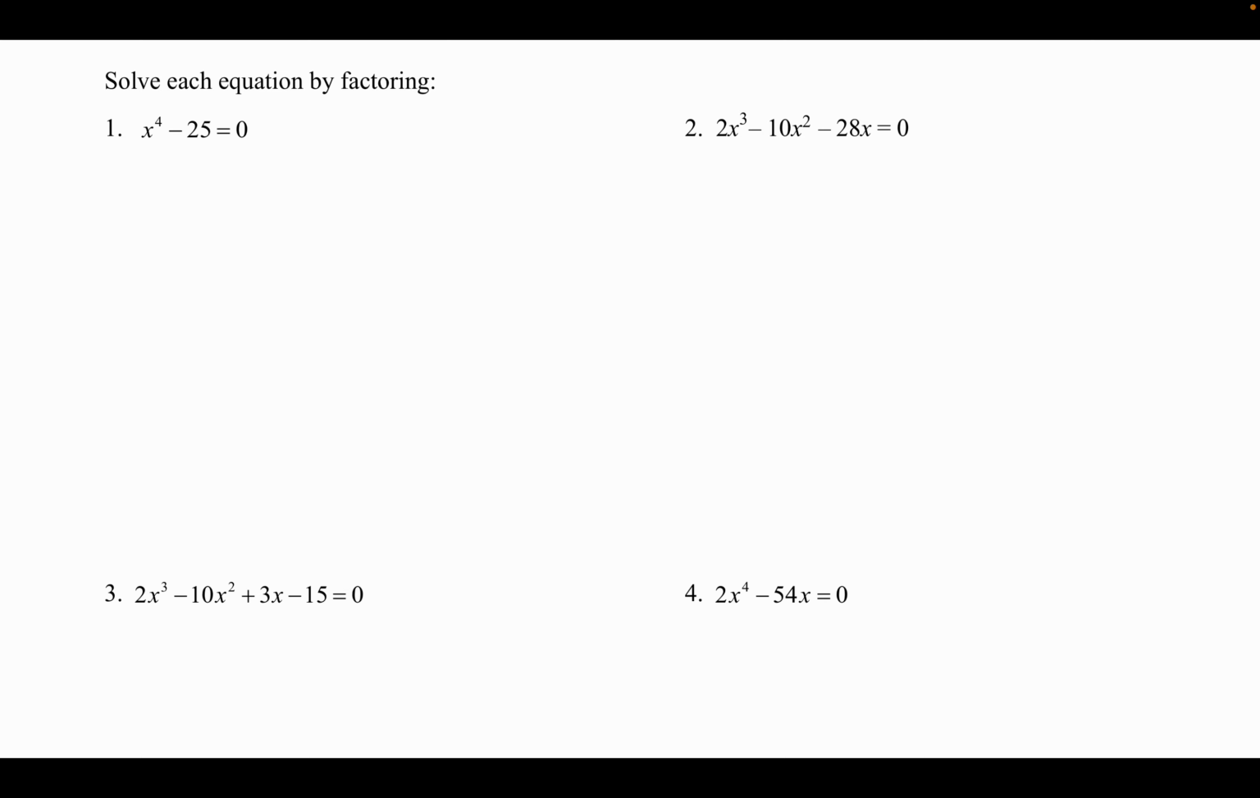Just like we did with quadratics, we're going to solve these by factoring and then setting each of the factors equal to 0. So zero product property. Let's look at this first one. You've got to think of a way to factor it. Think of everything we used Wednesday, and the way that I'm seeing to factor it is actually difference of perfect squares. So this factors as x squared plus 5 times x squared minus 5. Then I look and see if I can factor either of those anymore, and I cannot. So I'm just going to go ahead and set each of them equal to 0.